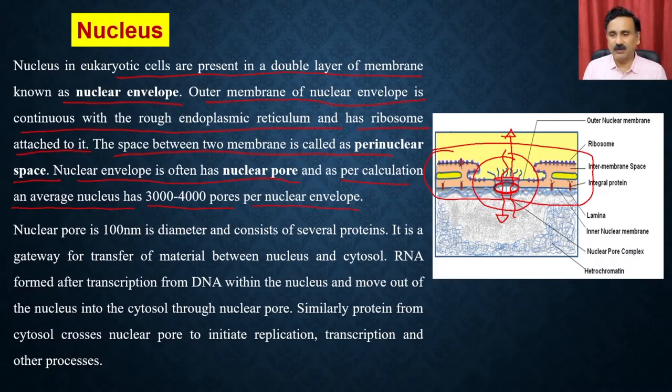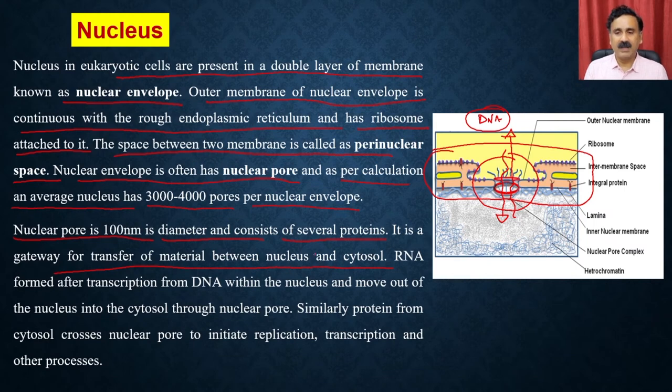So you have these types of nuclear pores, and a nuclear pore is 100 nanometers in diameter and is made of several types of proteins. It is a gateway for the transfer of material between the nucleus and the cytosol. You cannot just get anything into the nucleus, because there are many DNA damaging agents present in the cytosol. They will not get in, because the nuclear pore has a mechanism to discriminate between who will be allowed to get in and who will be allowed to go out.